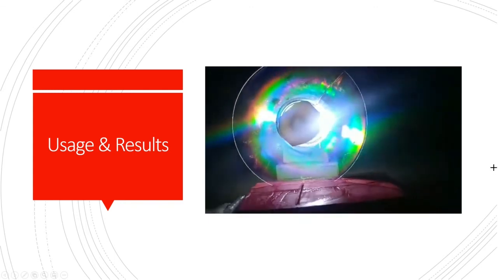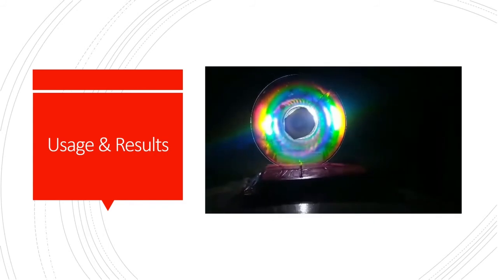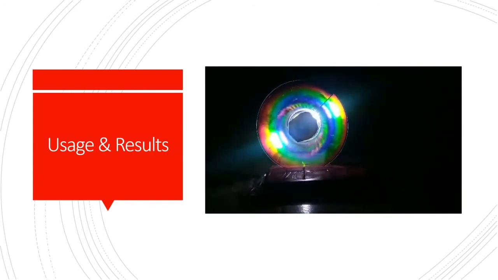What we see here is the white light of the LED lamp through the CD. And here's an example of the type of picture we can get with this experiment. In this picture we can clearly distinguish all the colors of the rainbow.